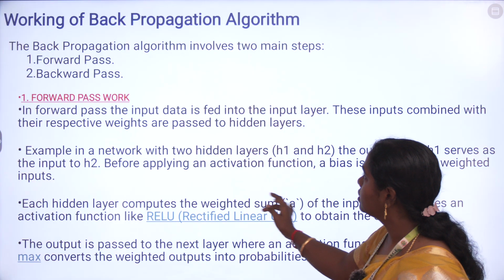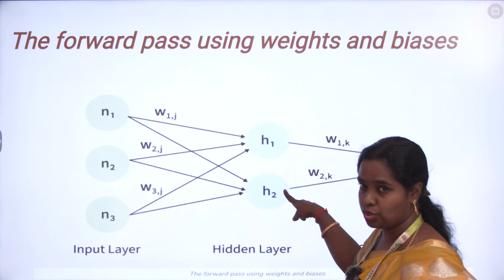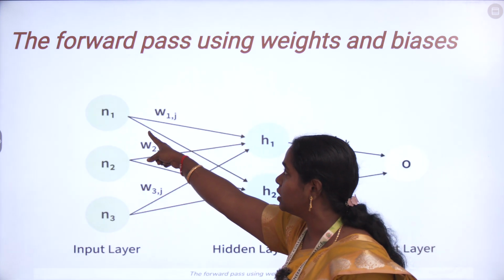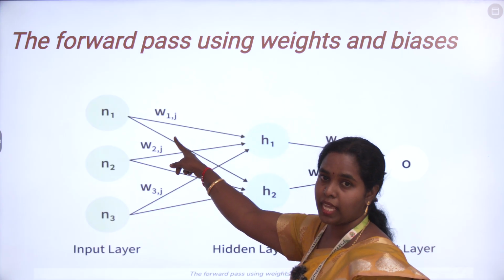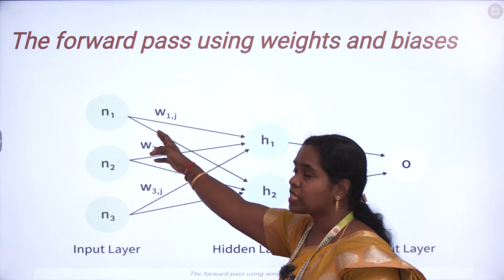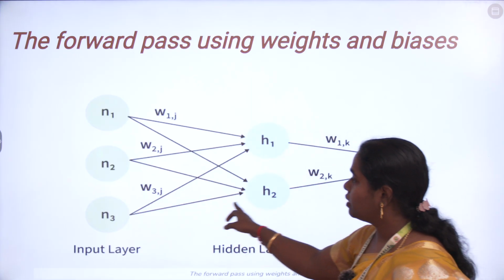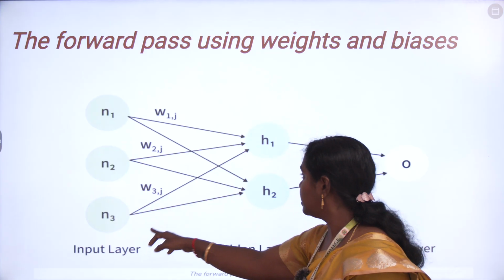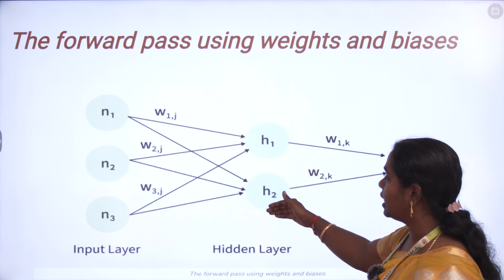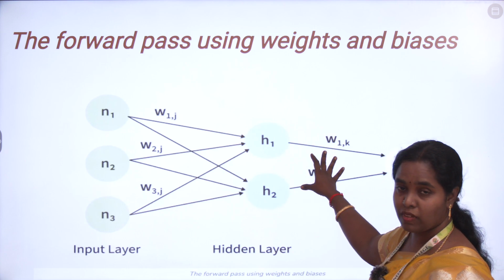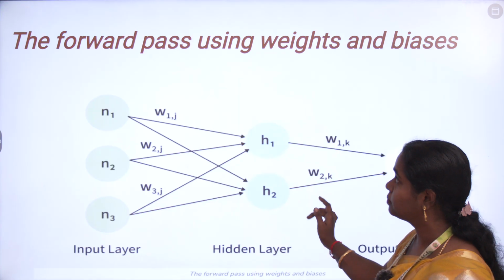For example, here we have two hidden nodes, one is H1 and another one is H2. H1 is combined with the weight W1j, where i is the ith position and j is the jth position, which is connected to the input N1. N2 is also connected with N3, which is connected to H2, and finally the combination of the hidden layer, based on the bias value, will produce the output, that is O.